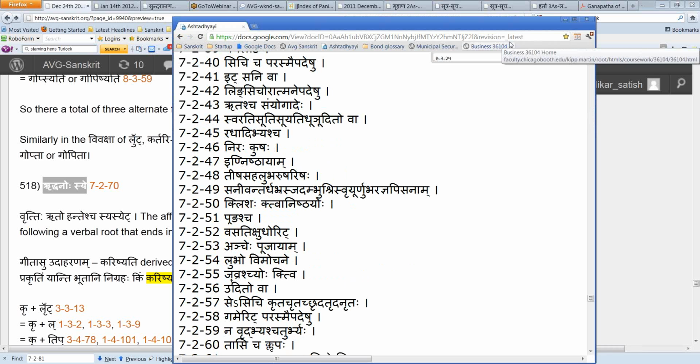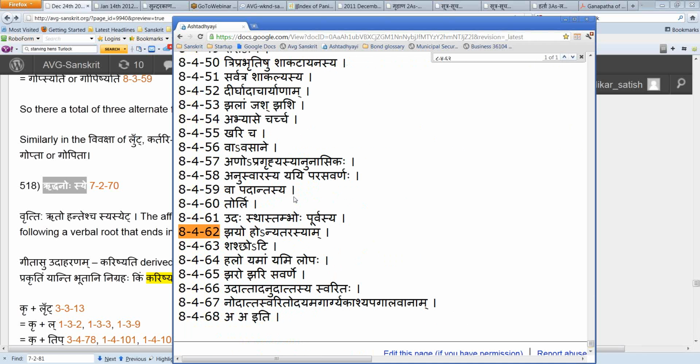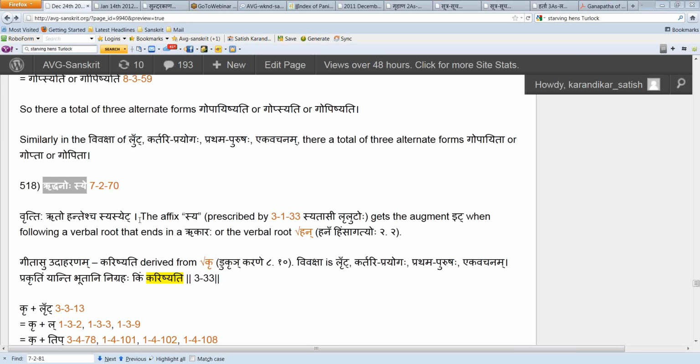Ruddhanoh says: ritohanteshca syasya iT. So ruddhanoh means the rikaranta dhatu, and the dhatu han. So rut plus han becomes ruddhan, because of jhalAm jash jhashi, like Srimad Hanuman, right? So ritohanteshca syasya iT says that when the pratyaya sya follows a rikaranta dhatu or the dhatu han, then the sya will take an iDagama.